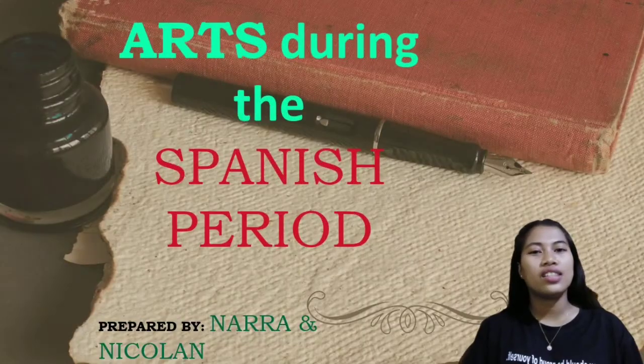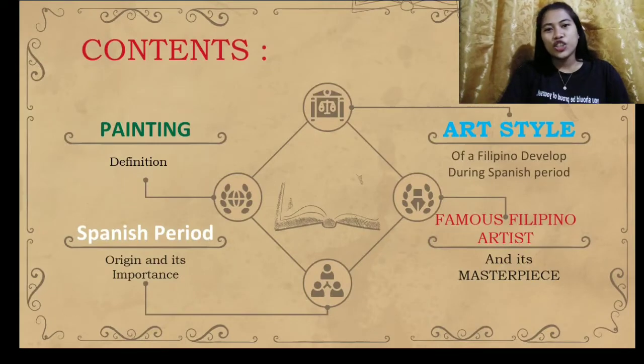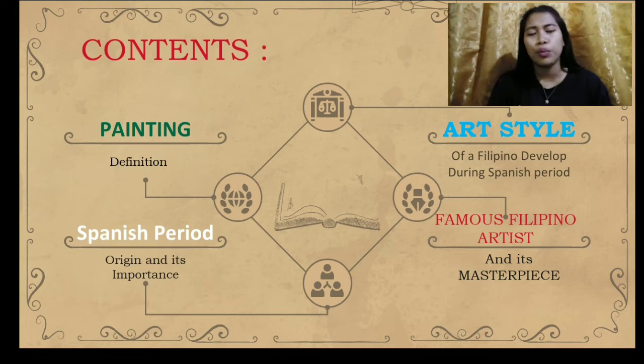And for the information of everybody, we are now in week 4 to 5 of our lesson. And for today's discussion, we are tasked to discuss the arts during the Spanish period. So for today's lecture, we are about to define what is painting, tackle the origin and importance of arts during the Spanish era, and talk about what kind of art style Filipinos developed during the Spanish colonization. And lastly, the famous Filipino artists and their masterpieces, but we only chose 3 famous personalities as an example.